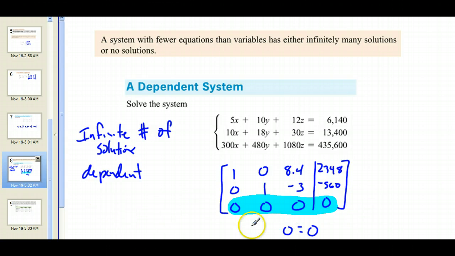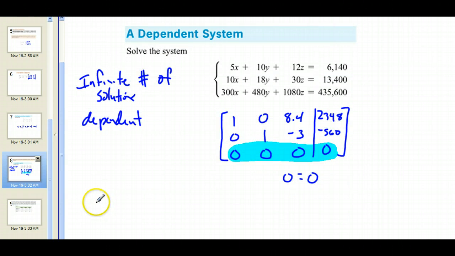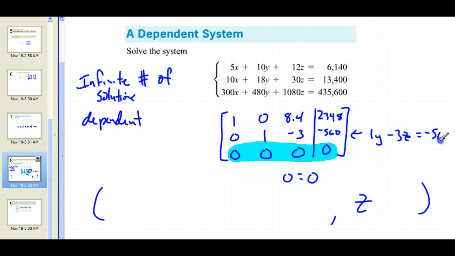Now what are these solutions going to look like? Again, we're going to let z be our floating variable. So z gets to float. It can be anything. Now notice right here, this equation, what is it saying? It's saying 1y minus 3z equals negative 560. So what I can do to get y by itself is add 3z over. And what does that mean? It means y equals 3z minus 560. That's the y coordinate.